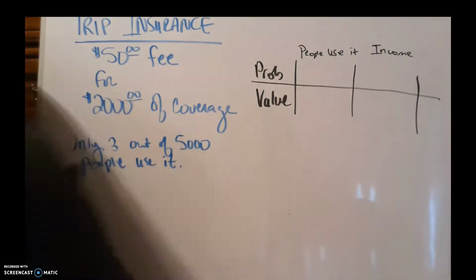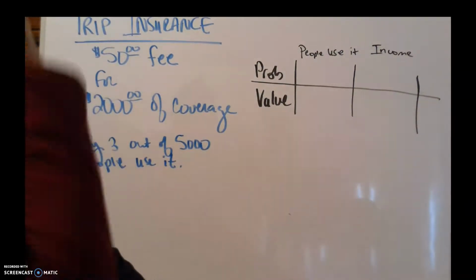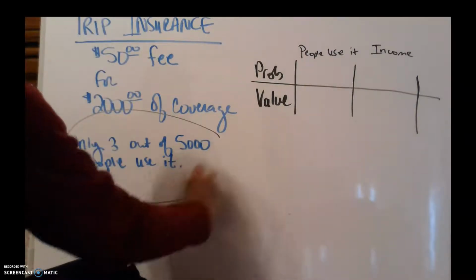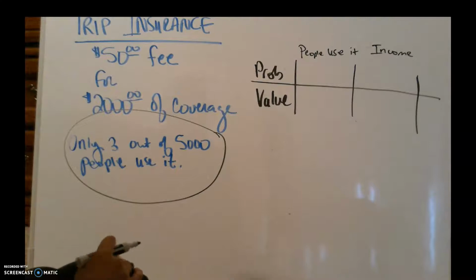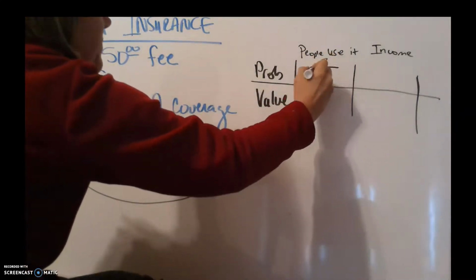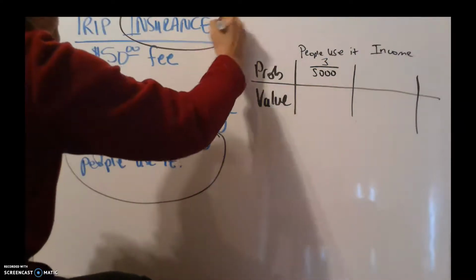Okay, all right, so let's look at this problem. I'm going to make my little chart. First of all, let's look at the probability. Only 3 out of 5,000 people are going to end up using it, so that's the probability that someone's going to end up using it. And remember, we're doing this from their perspective.